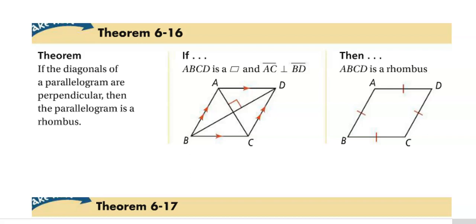Theorem 6.16, if the diagonals of a parallelogram are perpendicular, then it's a rhombus. So when we looked at properties of rhombuses, that was one of them. So here, if we already know that those middle angles are right angles, then we know for sure it's a rhombus. And then you can assume that all four sides are the same because, of course, that was what the definition was. So if the diagonals are perpendicular, then it's a rhombus. Assume that all the sides are the same as well.